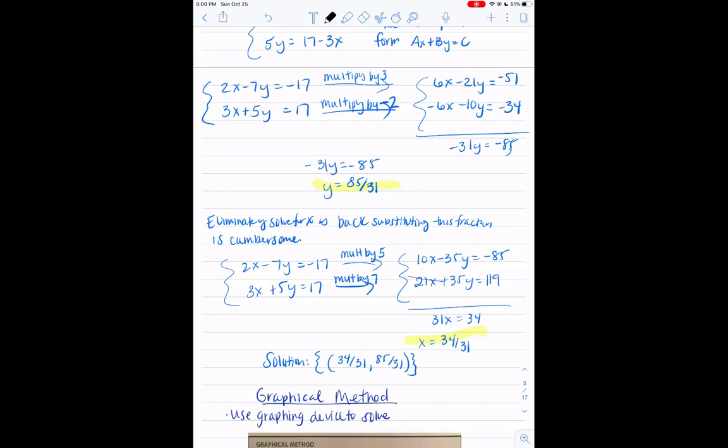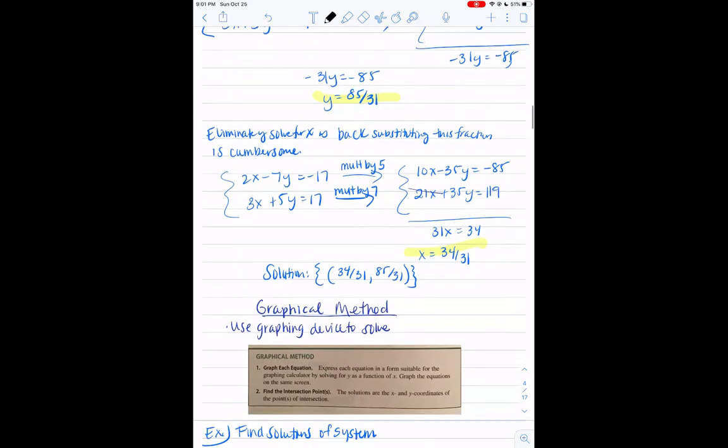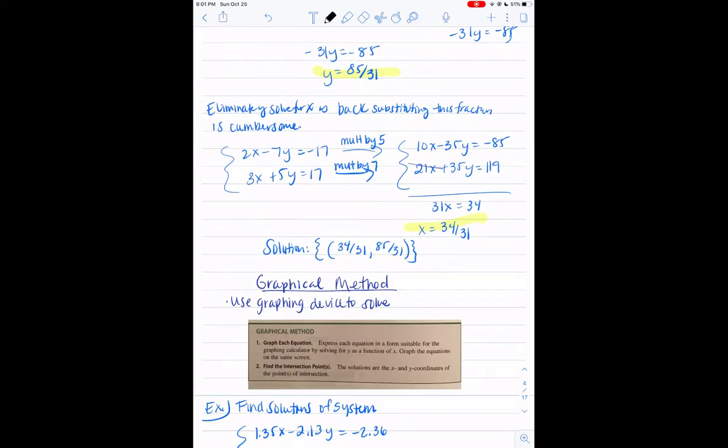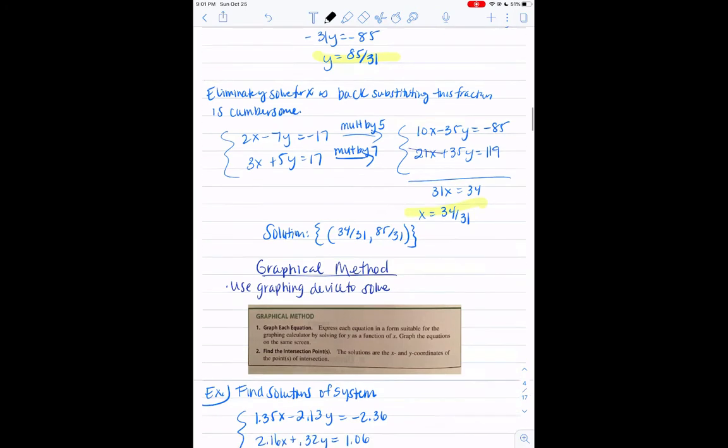And I get 10x minus 35y equals negative 85. And then I get 21x plus 35y equals 119. The y's cancel, and I get 31x equals 34. So my x is 34 over 31. So my solution set is 34 over 31, 85 over 31.